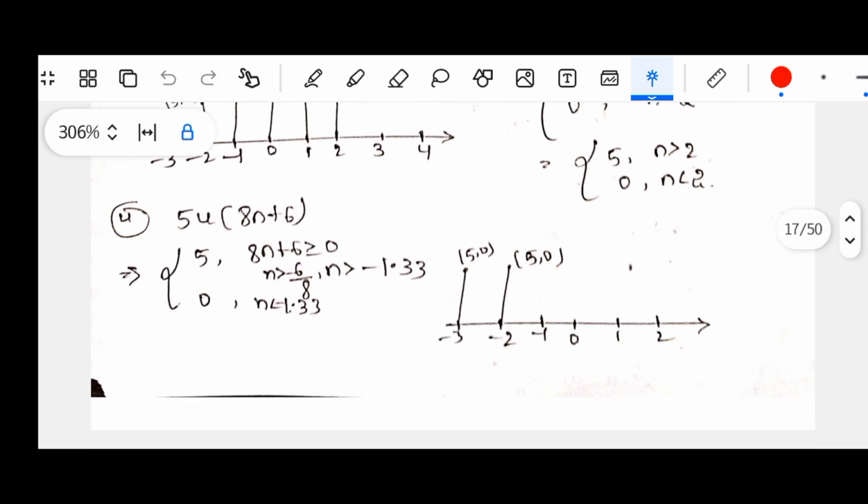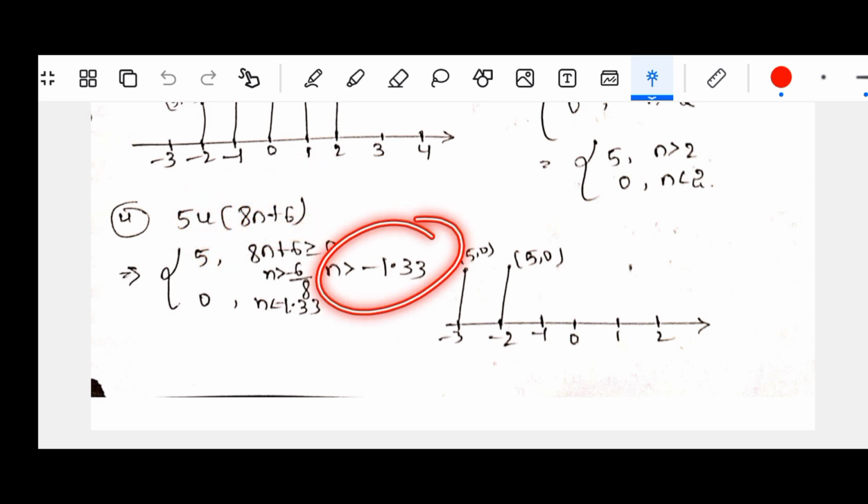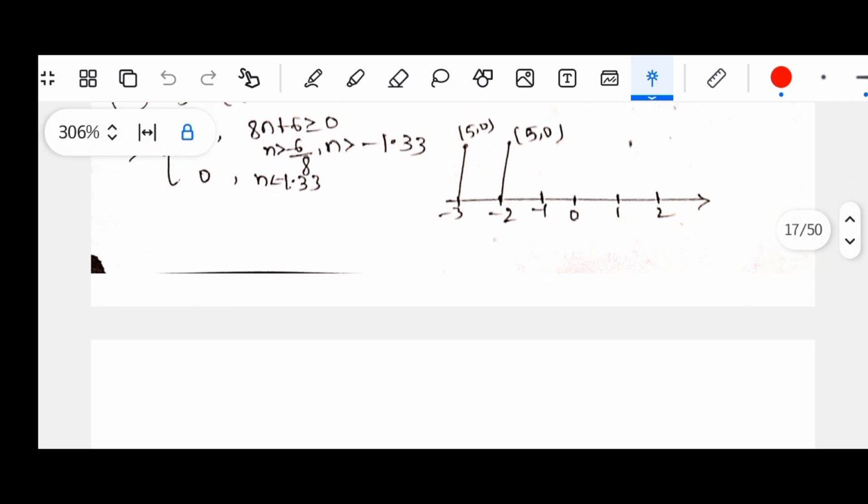Next, the fourth one, 5 into u of 8n plus 6. Here we will get 5. Solve this equation. You will get n greater than minus 1.33. At 0, n will be less than minus 1.33. So it is starting from minus 1, which means we can take from 2, minus 2, minus 3. The value will be 5.